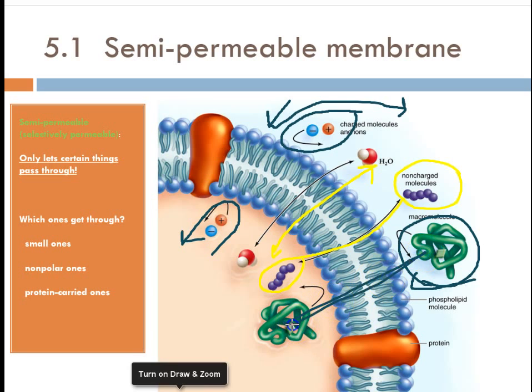For these guys to come through, there's going to have to be a protein, and that protein is the only thing that recognizes this one item and lets them in.